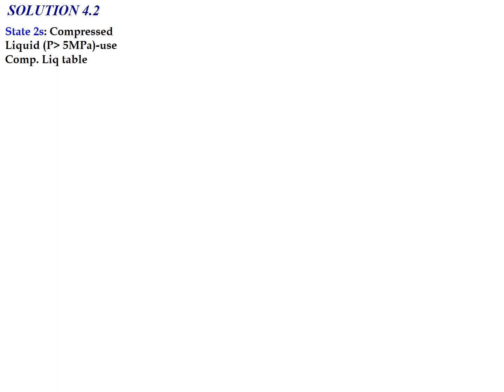we can use a compressed liquid table, because in order to use the compressed liquid table, the pressure must be greater than 5 megapascal. So you can see that P2S, P2A, the pressure will be the same at 16 megapascal. So P2S equal to 16 megapascal, the pressure greater than 5 megapascal, so we can use the compressed liquid table. And the value of entropy S2S equal to S1 due to the isentropic process for the ideal case, equal to 0.5456 kJ/kg·K.